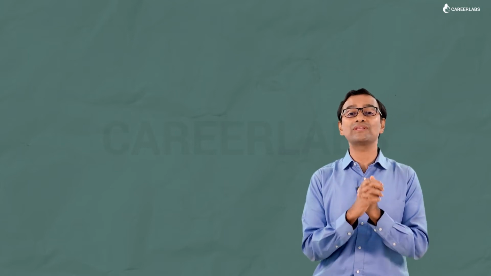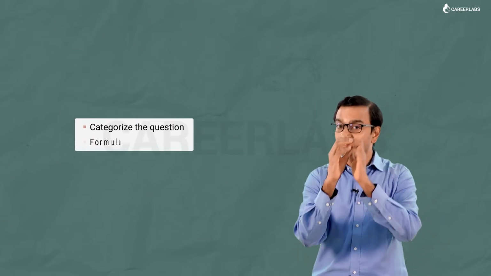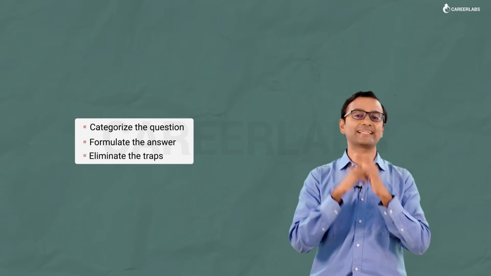So in this video, I'll be telling you how to remove that sense of subjectivity by teaching you to solve verbal questions in a manner that is similar to solving math questions. It's a tweaked version of the same three-step process which we follow while solving math questions. Except here, we'll categorize the questions, formulate the answer, and eliminate the traps.